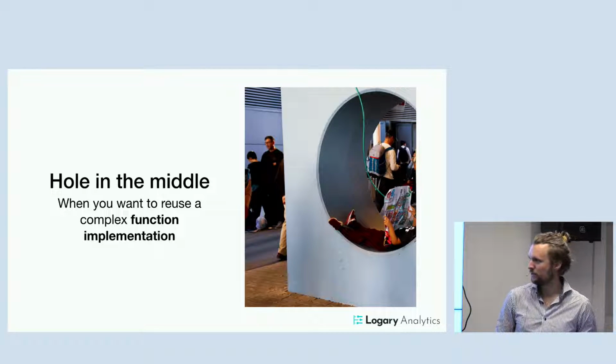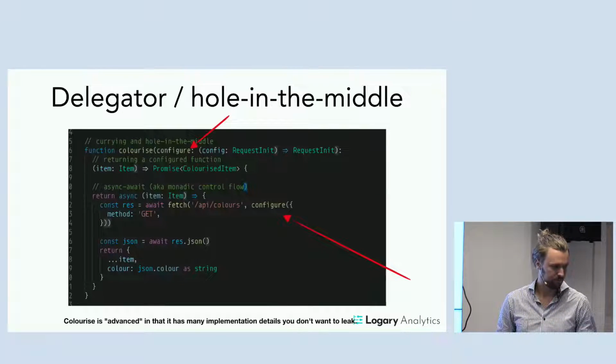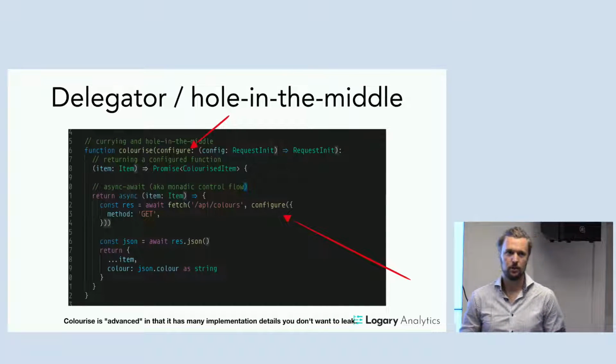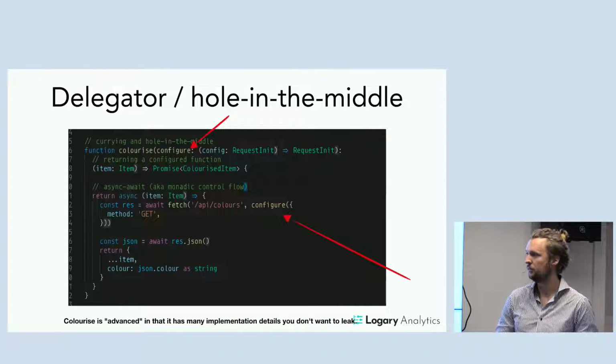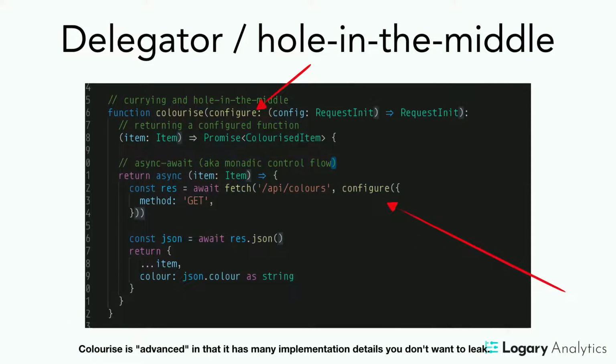Hole in the middle here is when you want to reuse a complex function implementation. So let's look at an example. Let's pretend colorize is a very complex function. In this case, it's moderately complex, but you can easily imagine setting up many different things in something that fetches data from an API, such as API tokens, maybe permission handling, looking up what roles you want to send, maybe computing the different query strings you want to attach, and so on. All of these things are something you probably want to do in at least not too many locations inside of your application. And that's why you can use hole in the middle.